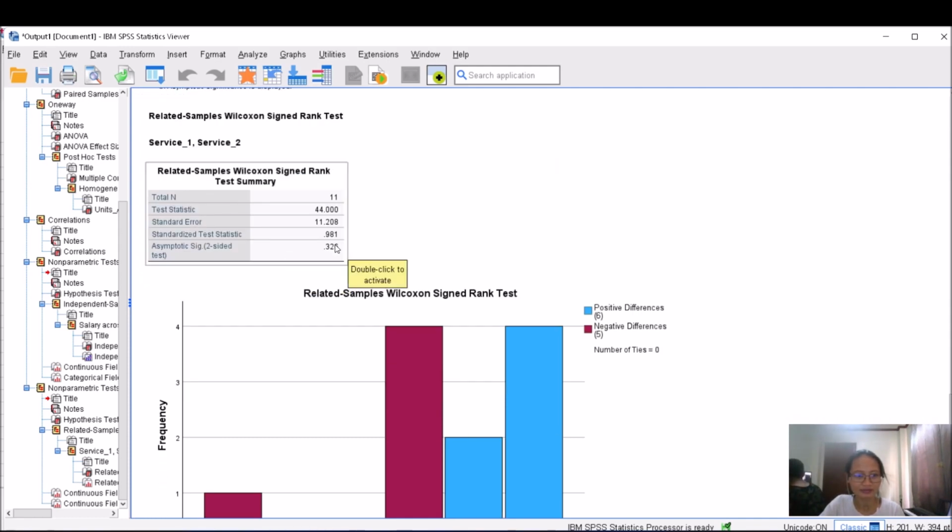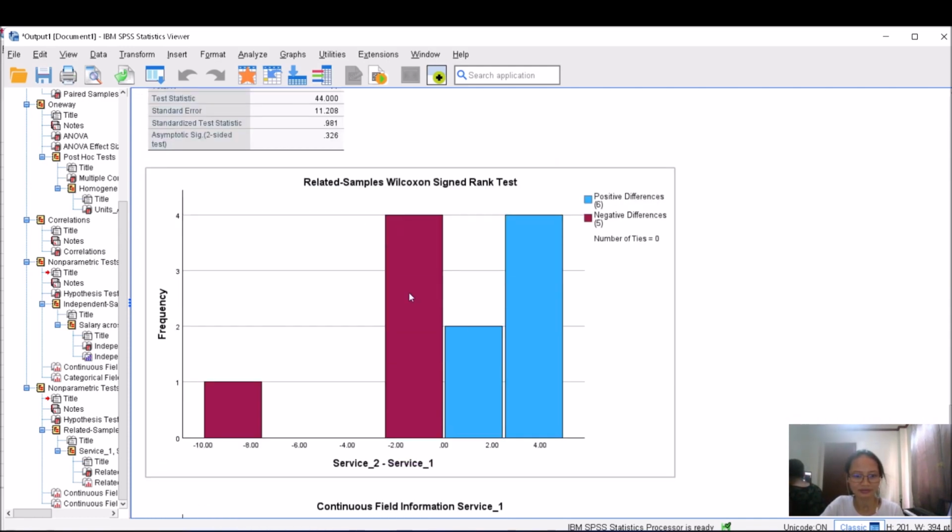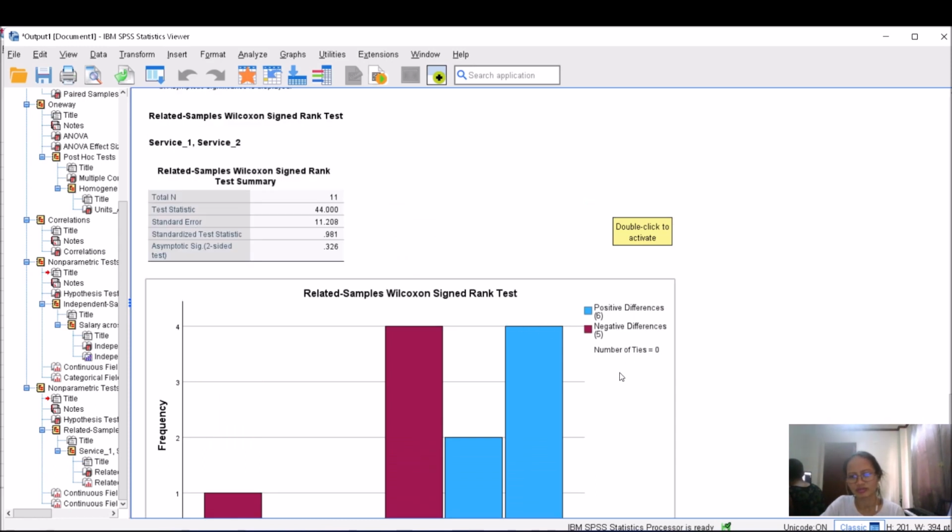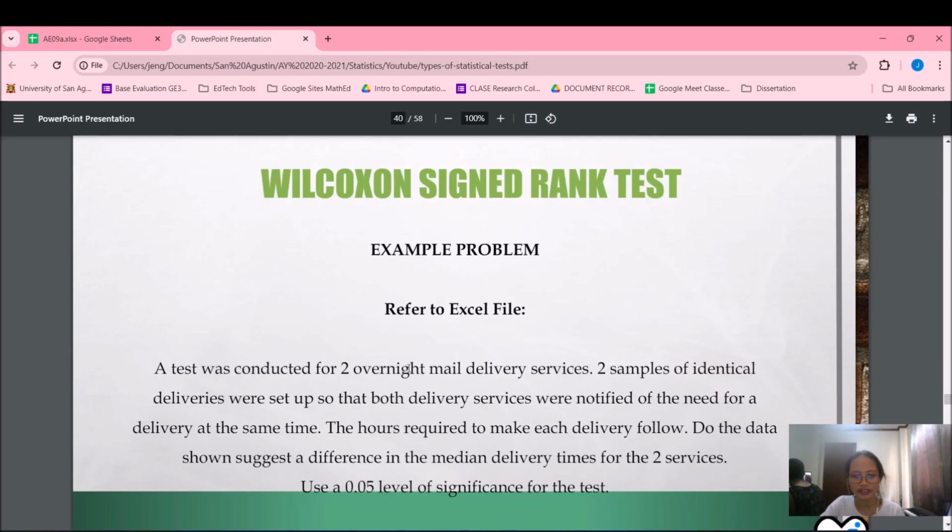Okay? So positive differences 6, negative differences 5. So number of ties, none. Okay? So there is no significant difference in the median delivery times for the two services that were checked.